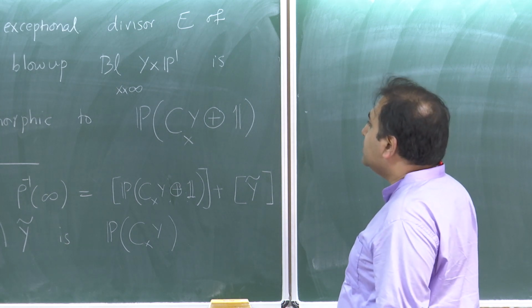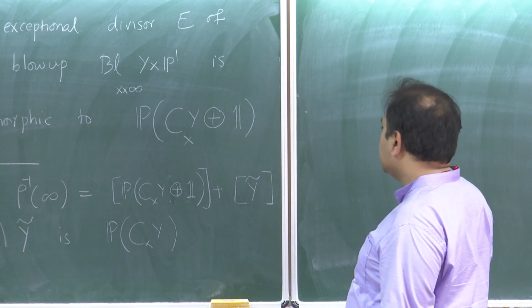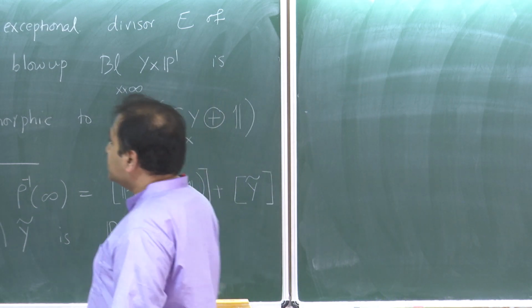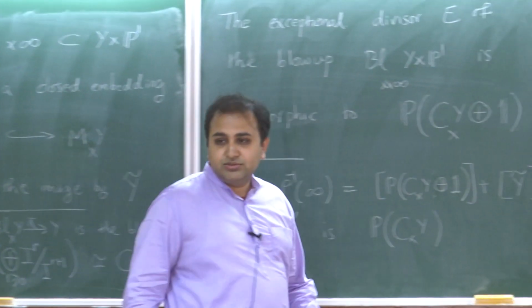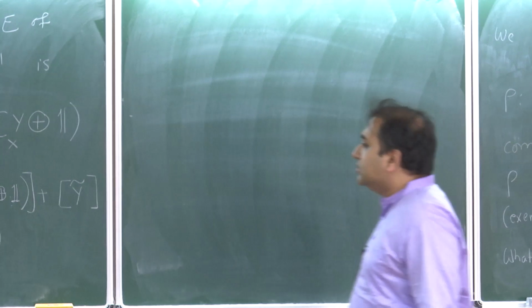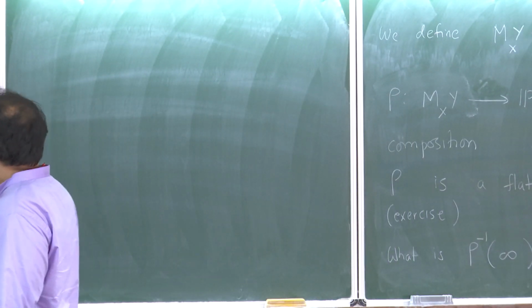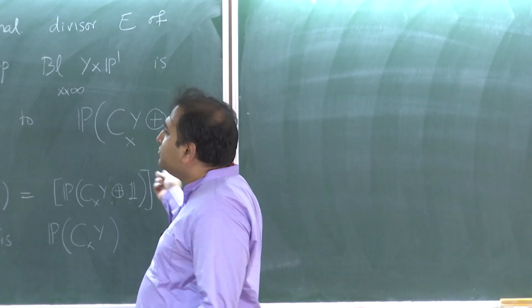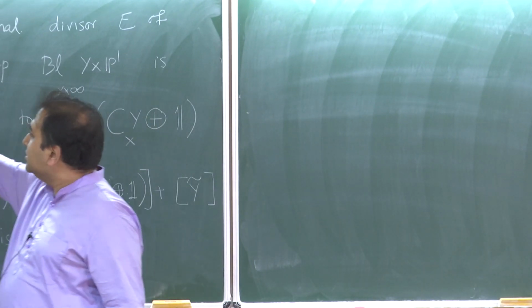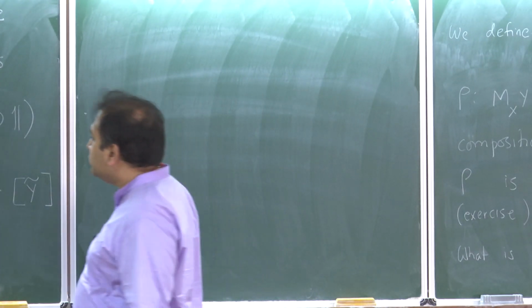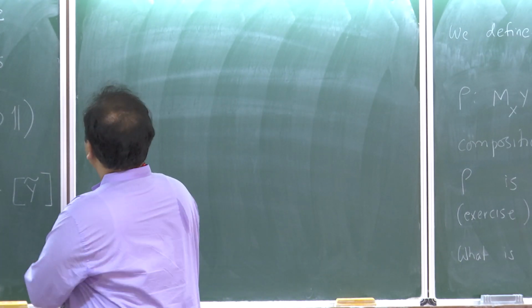The reason why I'm slightly confused is that y tilde is isomorphic to y. So, no, it is not, right? No, it's not. What am I saying? Sorry. Okay, fine. This is the exceptional divisor of this particular blow up. So this is what I want to quickly verify.